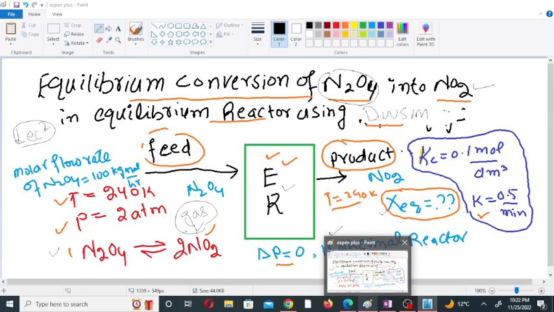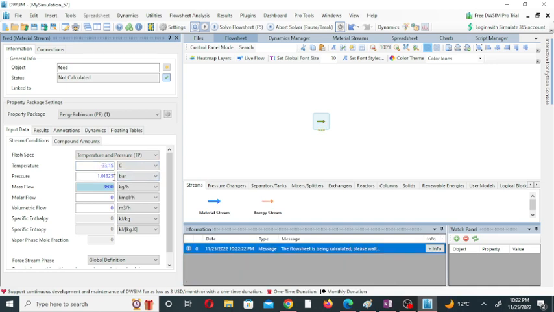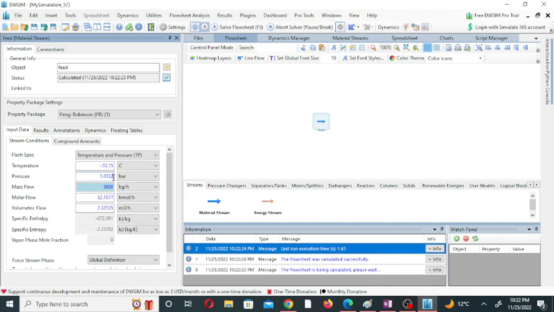So 240 Kelvin, and the pressure is 2 atmospheric pressure, 2 atm.